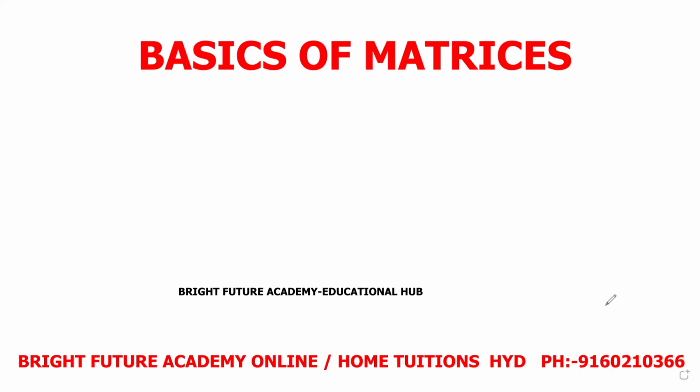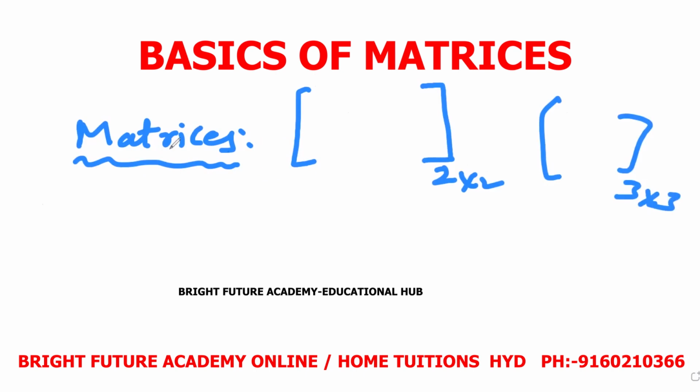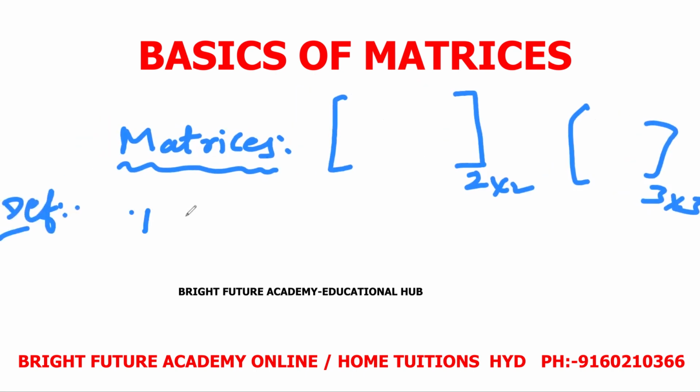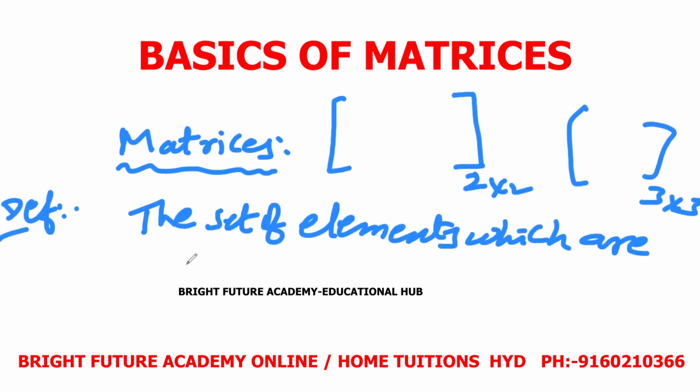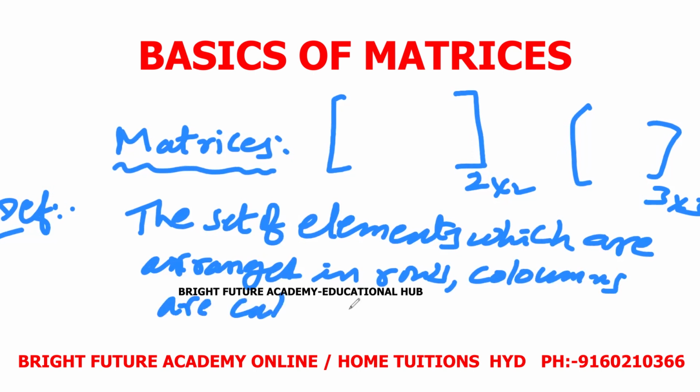Today we are going to discuss matrices. What do you know about matrices? This can be given as a definition in a proper way. A set of elements which are arranged in rows and columns is called a matrix.